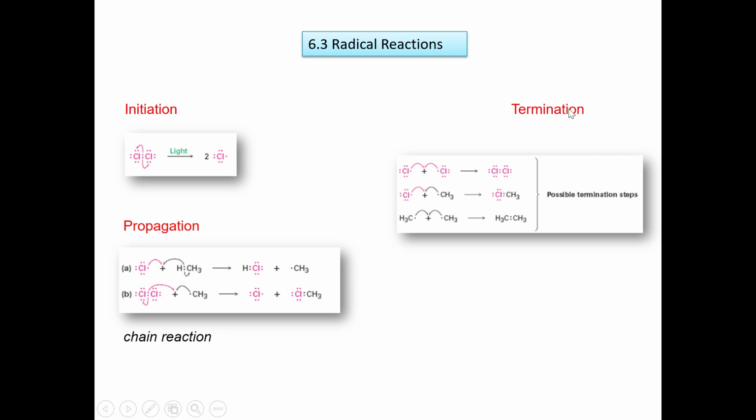Finally, the termination. The termination is when we extinguish the radicals. And this could happen in several ways. Here you can see that two chlorine radicals react together to form chlorine again. One chlorine radical and one methyl radical react to form chloromethane, or two methyl radicals react together to form ethane. In all the examples, as you can see, in the termination step we kill the radical. There are no more radicals to work with.